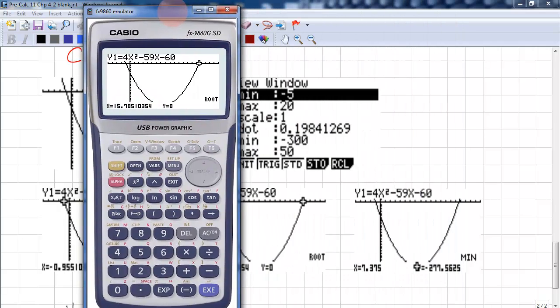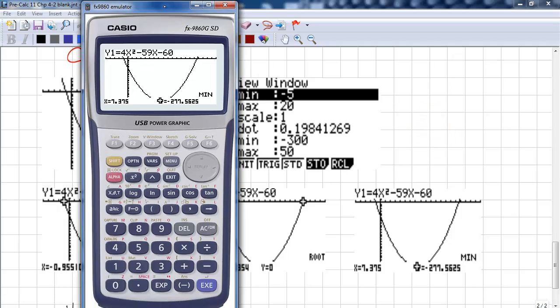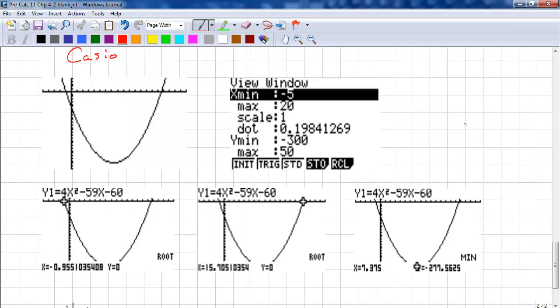And to calculate the minimum, we press F5 again, and F3 for the minimum. Gives us our minimum. And that's it. It's easier on the Casio. And that completes this lesson.